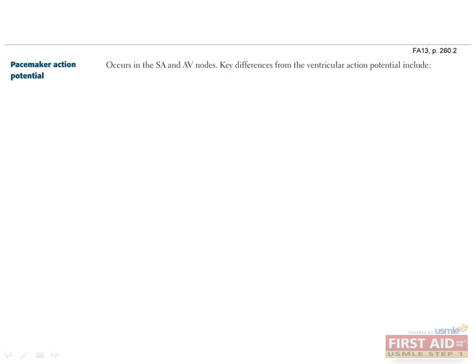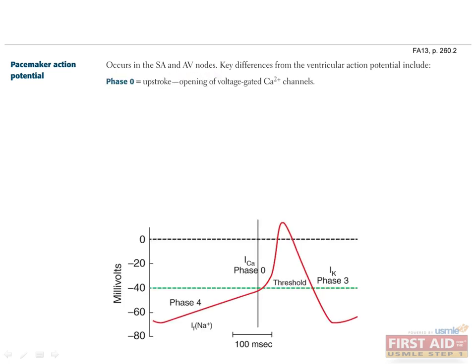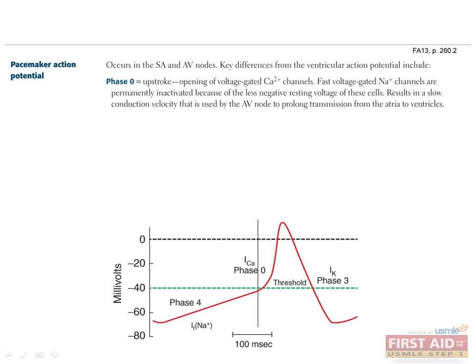Let's now go through the pacemaker action potential. This only occurs in the SA and AV nodes, and there are some key differences. In phase 0, the upstroke is caused by opening of voltage-gated calcium channels. Which ion was important for ventricular action potentials in phase 0? That's right, sodium. The sodium voltage-gated channels in the pacemaker cells are permanently inactivated to prevent fast upstroke.